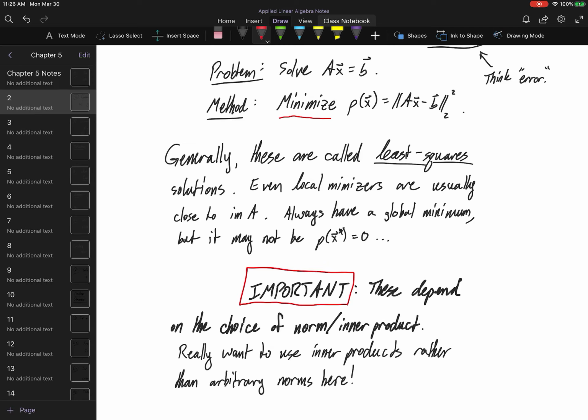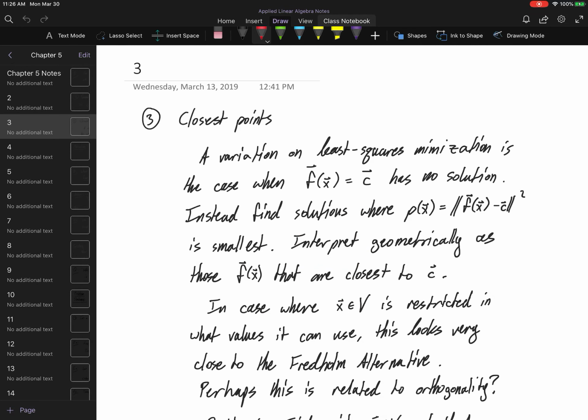But we really want to use inner products rather than arbitrary norms, and you might have guessed this is due to orthogonality. We want to invoke orthogonality to try to minimize these guys. We'll see how to do that in the next video.